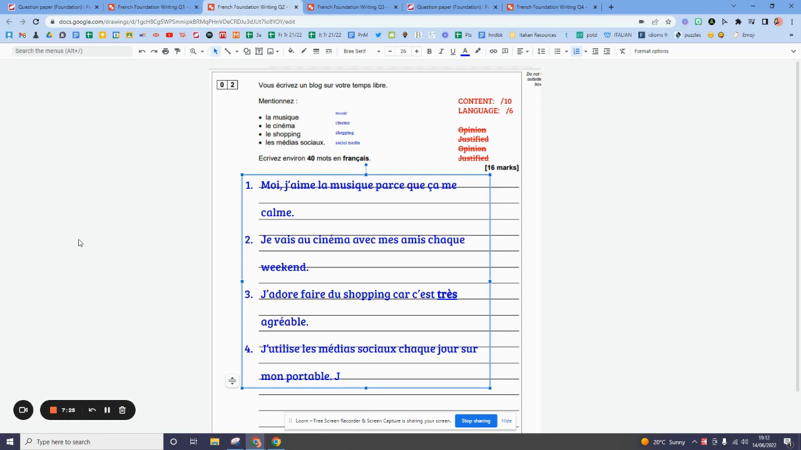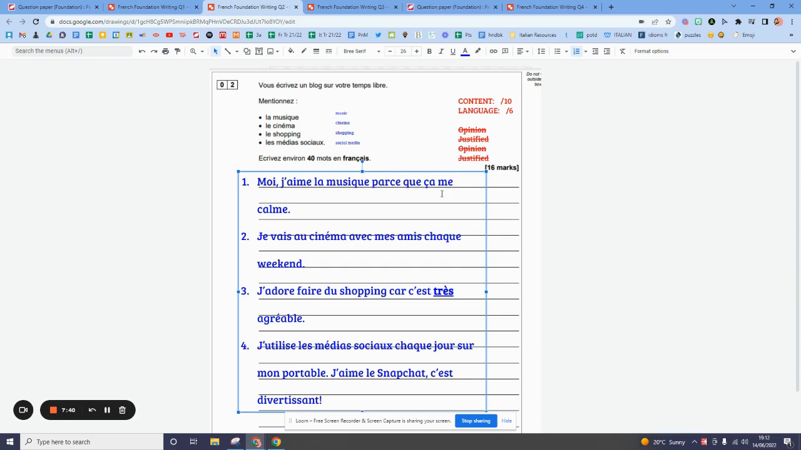And I'm going to chuck another opinion in just for the hell of it. J'aime le Snapchat. C'est divertissant. There you go. I have a very good answer here. I've made no mistakes. I've got an intensifier in. I've got a variety. So I've got parce que here, car here. I've got opinion, reason. Opinion, reason, opinion, reason. I've gone above and beyond.